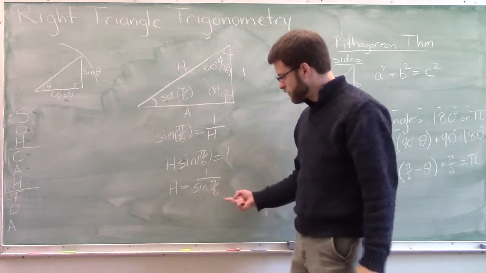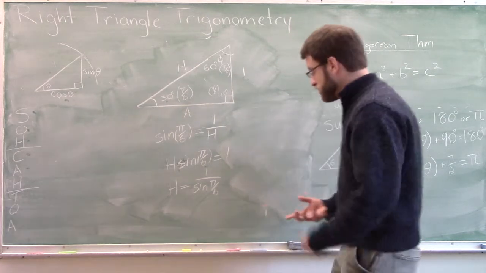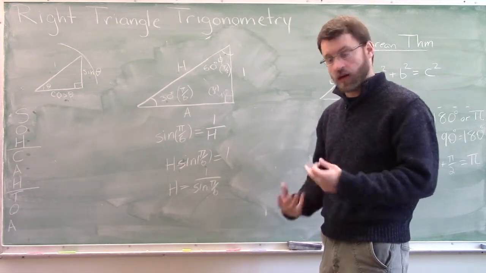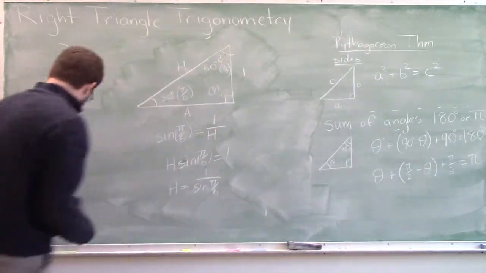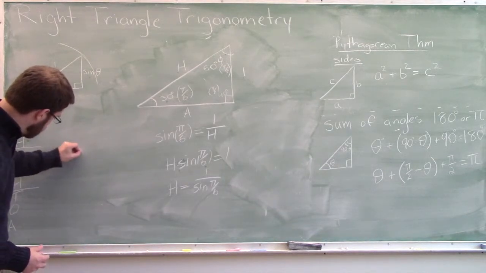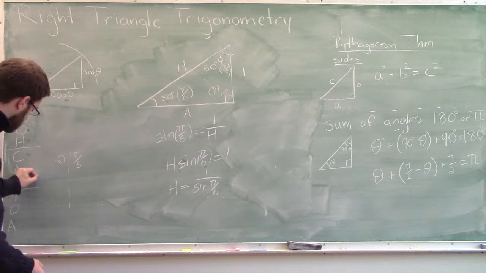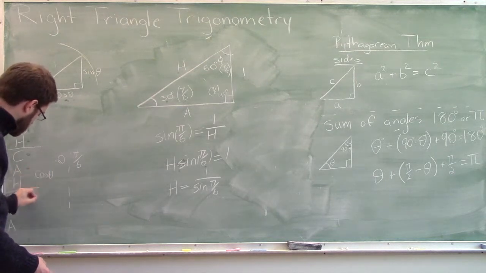And I need to remember the value of sine of pi over 6. To do that, I can go back to that table of values of sines and cosines that I constructed before. Look at 0, pi over 6, and this is the only part of the table I really need to construct. I have cosine, and I have sine.